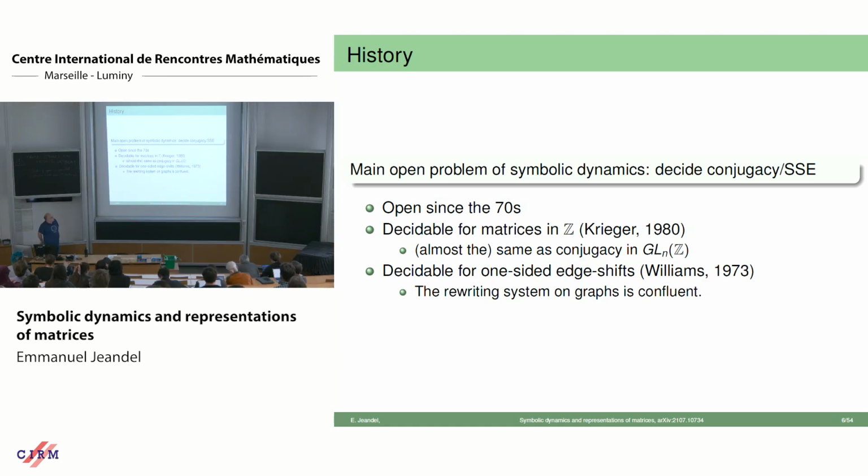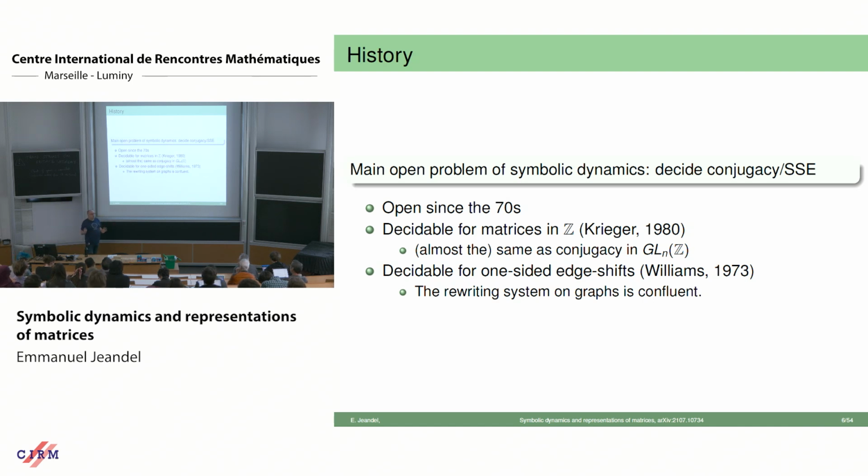And there are some cases that are decidable. For instance, if the matrices are over Z, so you can have negative coefficients, then it is decidable. And if you look at one-sided edge shifts, then it's also decidable, because you can transform the problem into a rewriting problem for graphs, and then the system is confluent, which means there is a way to always simplify your graph. So this doesn't work for the problem that I'm interested in, the two-sided edge shifts over N, so non-negative matrices and this equivalence.